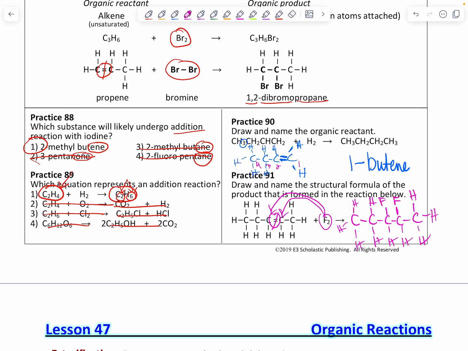And so the name for this one, it's going to be pentane because it's 5 carbons all in single bonds, okay? And then we have to account for the 2 halogens, the 2 fluorines. So it's going to be 2,3-difluoropentane. Okay, I kind of ran out of room, had to squish that there. But 2,3-difluoropentane because the fluorines are attached on the 2nd and 3rd carbons of the chain.